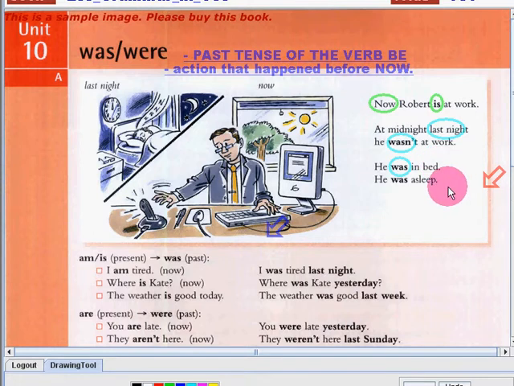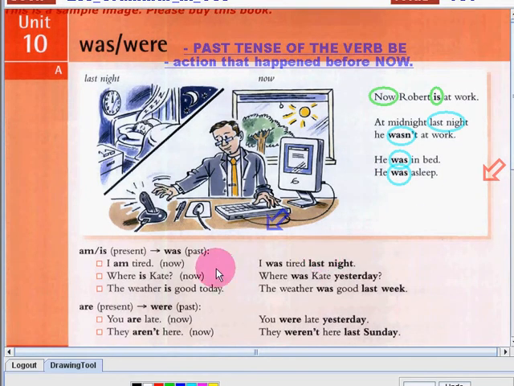Now, let's go on to another sentence. He was asleep. Again, we use the verb was, because the action happened last night, and now it's already morning for Robert. So, that's why we use the word was. Okay? Did you get it? It's very easy, right? Now, let's discuss more sentences about present tense and past tense of these verbs.